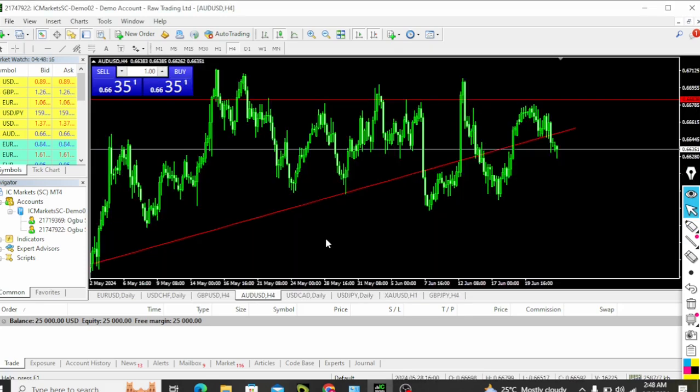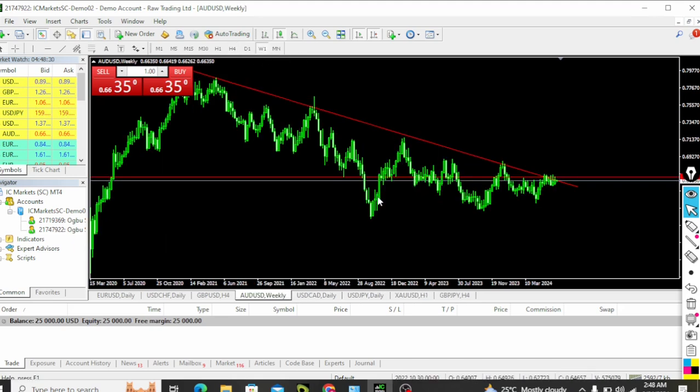Moving on to the AUDUSD. This is AUDUSD, and we are going to analyze it with several time frames to see where the opportunities really are. Now let's look at the weekly time frame. This is the weekly time frame of the AUDUSD.